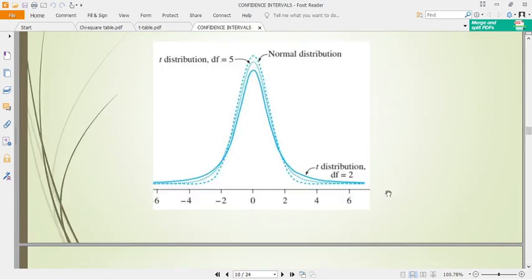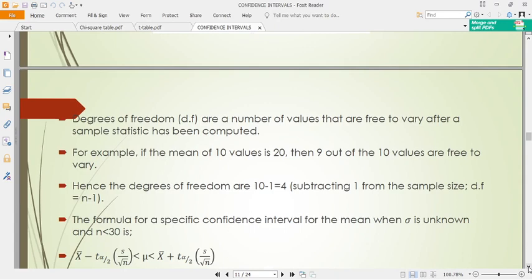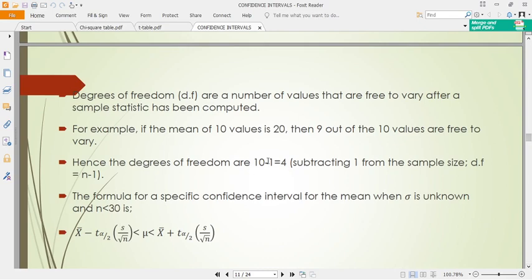So as the sample size increases, it approaches a normal distribution curve. So degrees of freedom are a number of values that are free to vary after a sample statistic has been computed. And we have an example here that if we have a mean of 10 values, only 9 are free to vary, 9 out of the 10. And therefore, the formula for degrees of freedom will be 10 minus 1, or n minus 1.